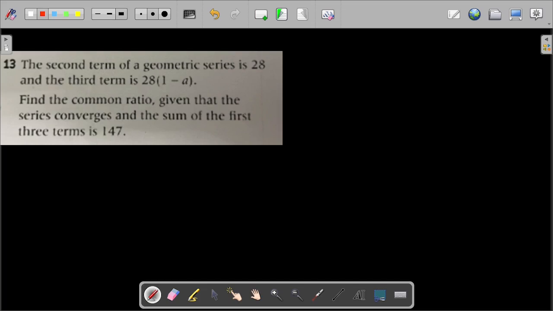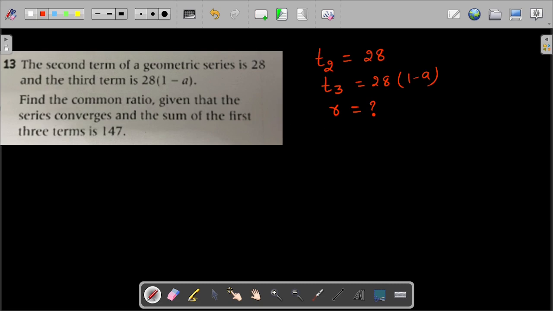This question says the second term of a geometric series is 28. So we can write its second term, that is T2, is 28, and the third term, that is T3, is 28(1 − a). Find the common ratio. So we have to find the common ratio given that the series converges.